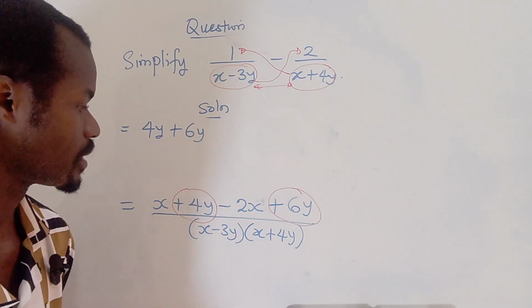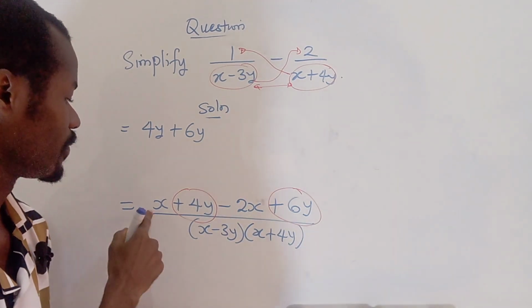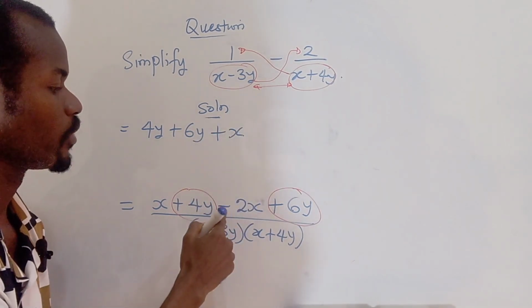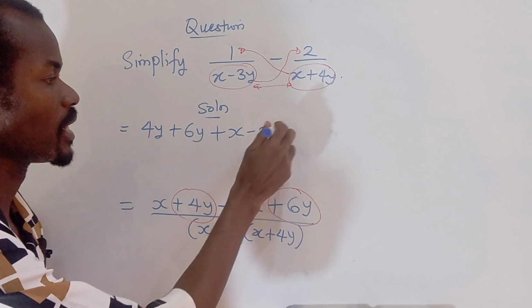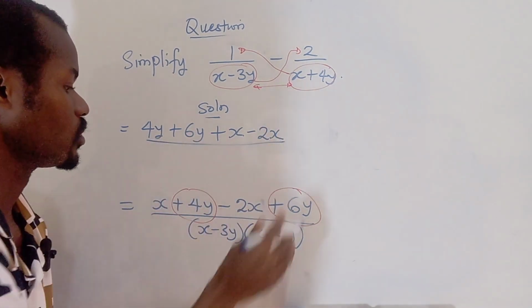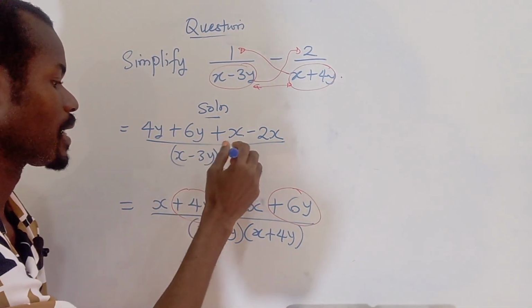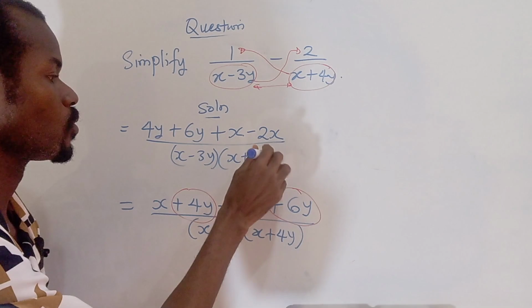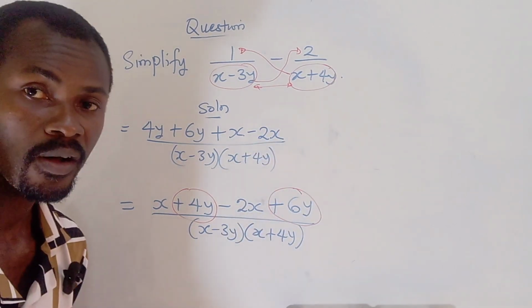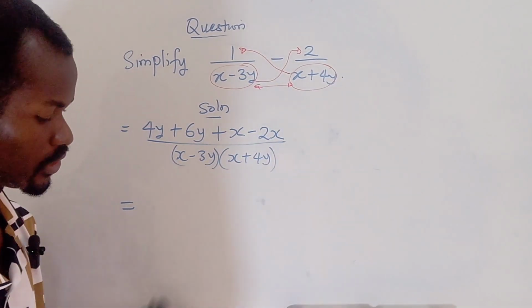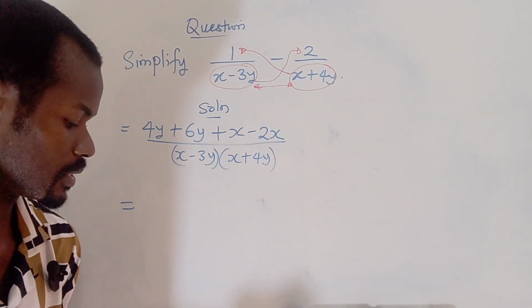Now the next thing is, what are we left with? We are left with x. There's a plus here, so we can say plus x. And we have minus 2x. So all this is going to divide. We still have our x minus 3y multiply x plus 4y. Alright, so from this, we can now finish this up and get our answer.